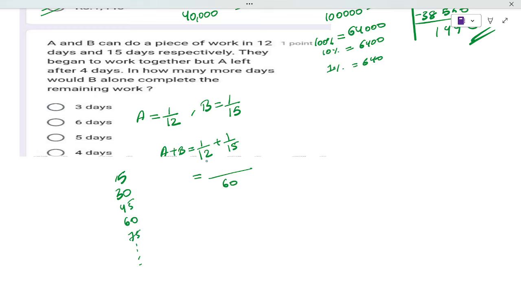So 12 divides the number, the first such number will be the LCM. 15 is not divisible by 12, 30 no, 45 no, but 60 yes. So 60 is the LCM. Lower classes, we all know this one.